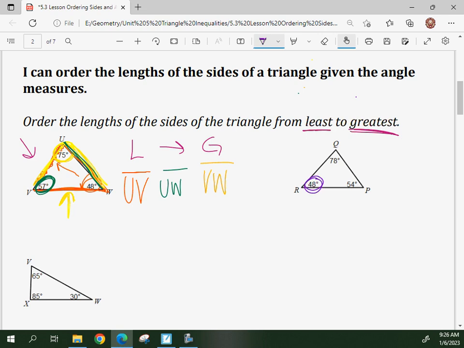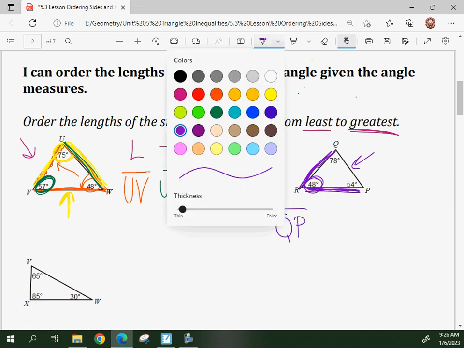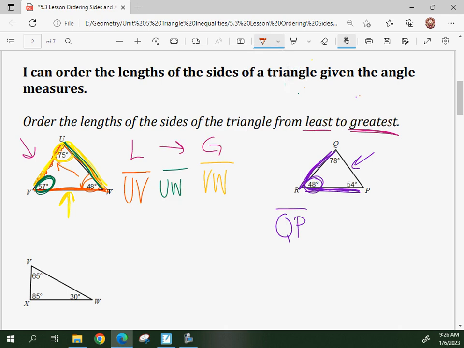That is my smallest angle, and a good idea is to highlight which sides create that angle, because the side that doesn't create that angle is the one that's affected by it. That means QP is going to be my smallest side. 78 is my biggest angle. It's made by these two sides, so this side is the one affected by how big that angle is, making it the biggest side. Side RP.